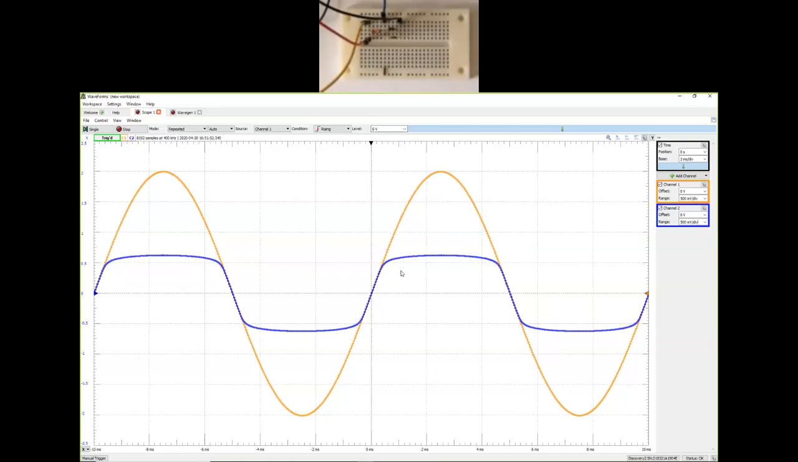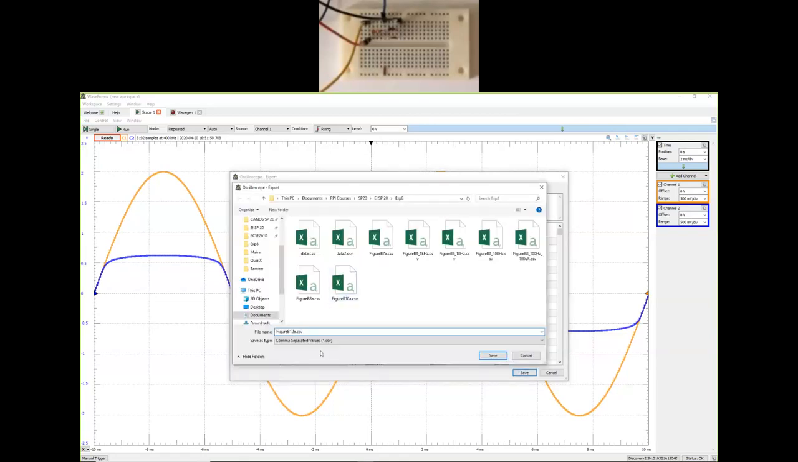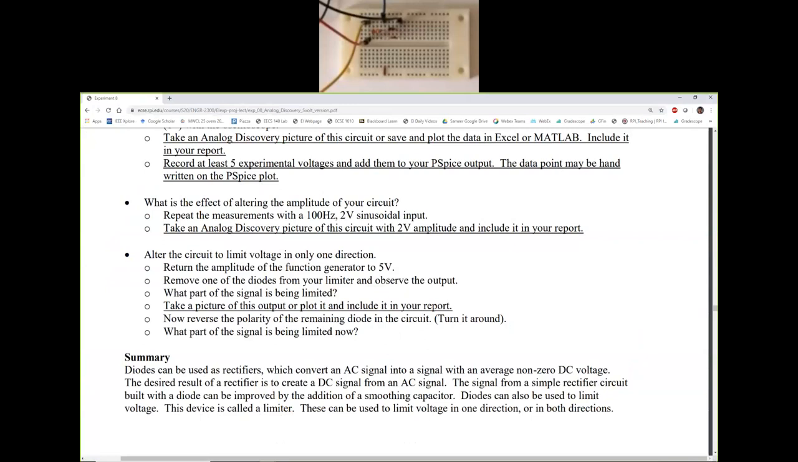Okay, so I need to save this data as well so that you guys can export, save. This is underscore 2 volts.